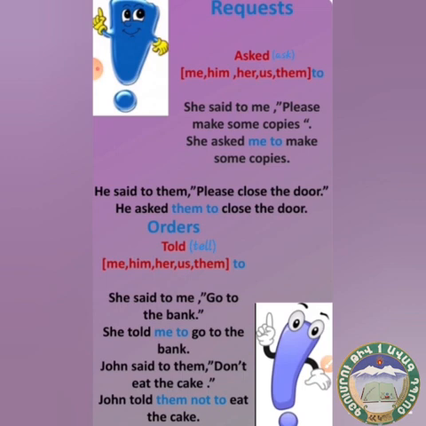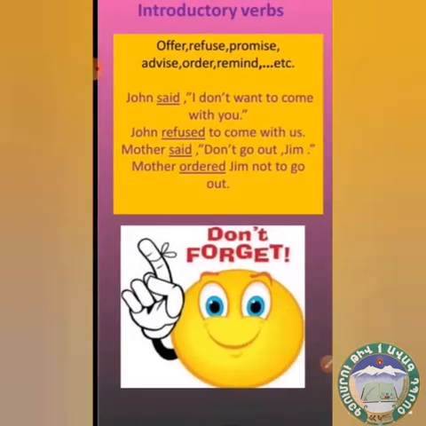In orders, we use told or tell. Then we put me, him, her, us or them, and to or the base form of the verb. She said to me, go to the bank. She told me to go to the bank. John said to them, don't eat the cake. John told them not to eat the cake.